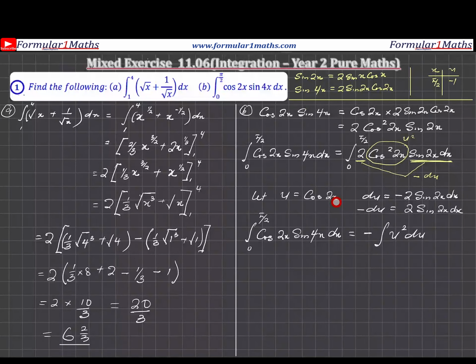And cos 0 is 1. That means when x is 0, u will be 1. So the new limits will be 1 to minus 1. We can now integrate between those two limits.